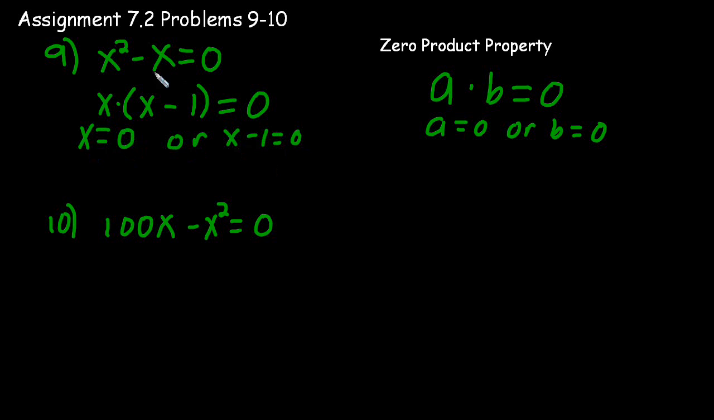Now we've taken a quadratic equation and broken it into two linear equations. We add 1 to each side, and we have the two solutions. We have a solution of 1. We also have a solution of 0.